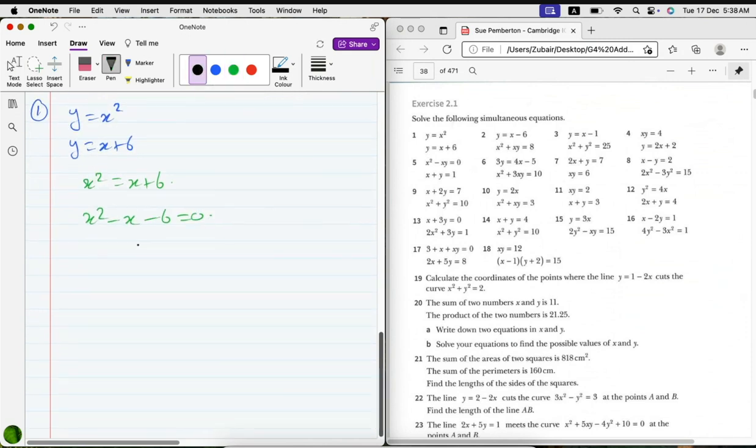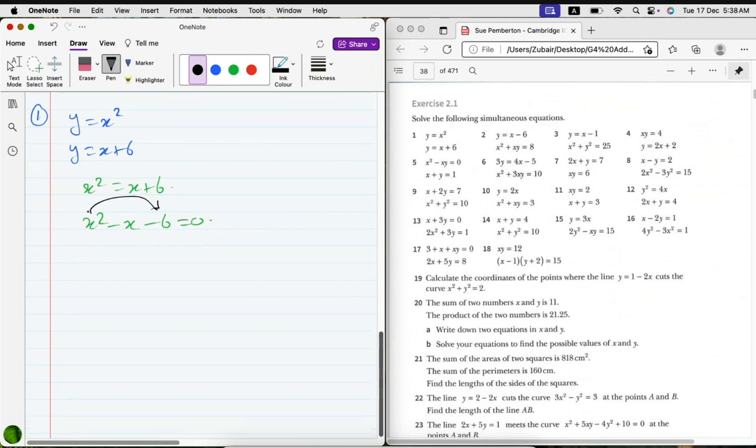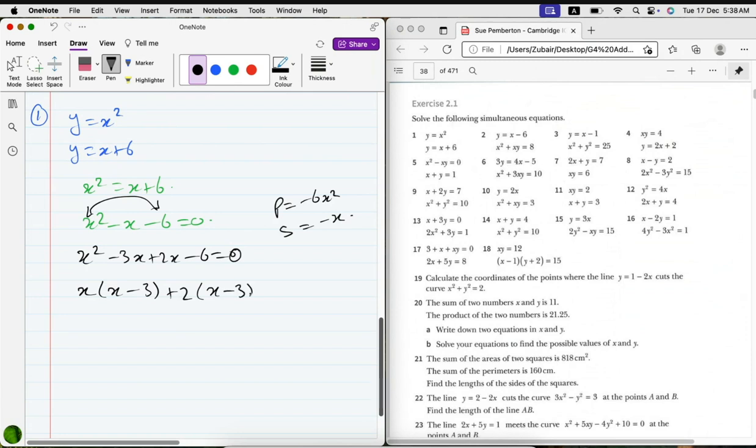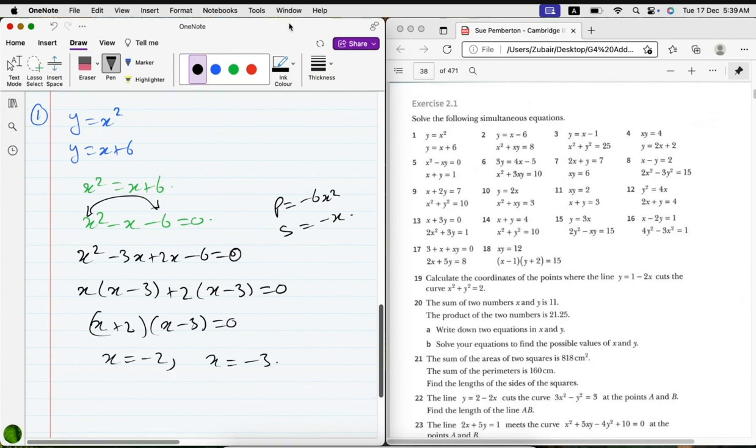Now this is a quadratic equation and we can use any method. Multiplying, getting minus 6x square, and to add I should get minus x. So minus 3x plus 2x would give me the sum of minus 1 and product of minus 6. x common, x minus 3, plus 2 common, x minus 3. x plus 2 into x minus 3 is equal to 0. x is equal to minus 2 and x is equal to 3.